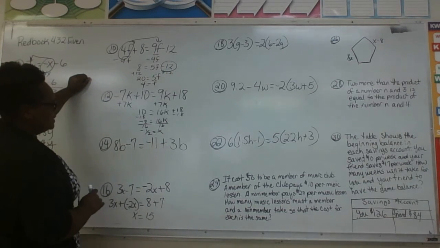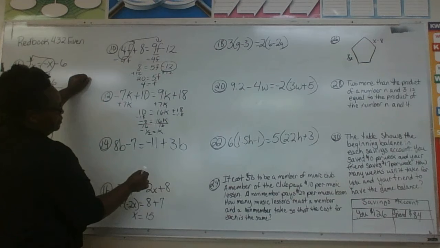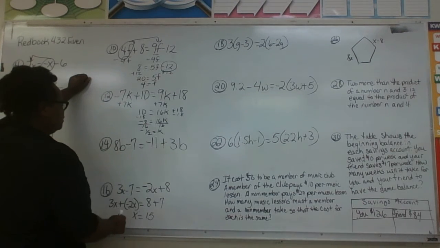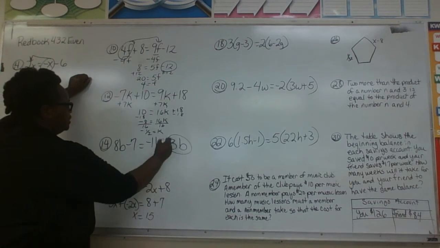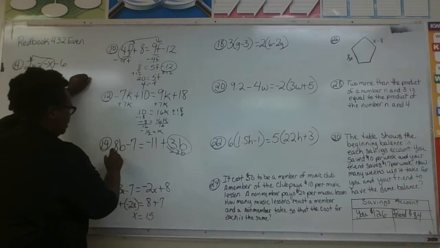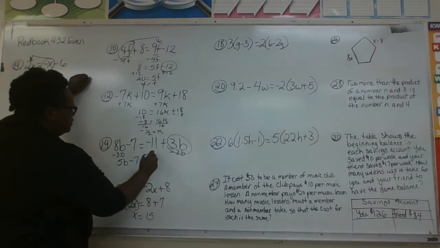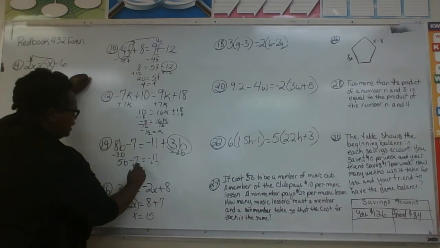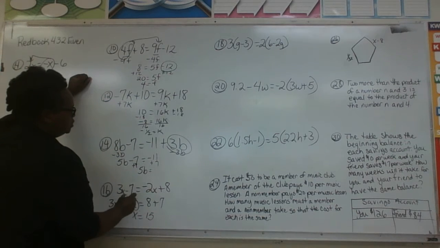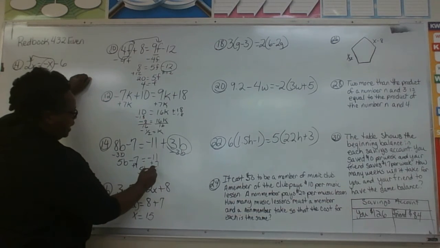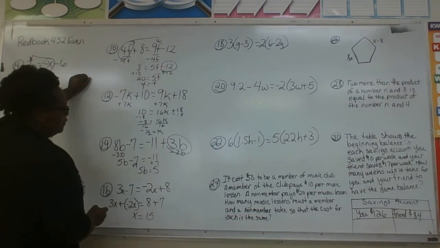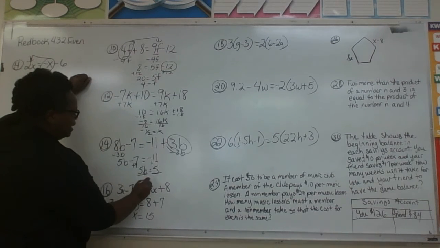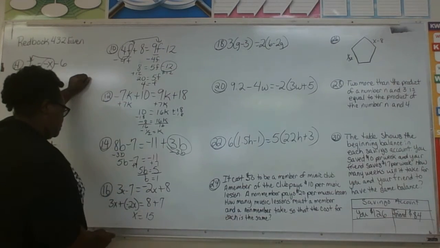Here, 8b minus 7 equals a negative 11 plus 3b. We're going to move the 3b, minus 3b, and we're going to have a 5b minus 7 equals negative 11. We're going to move the 7, and 5b will be equal to, in this case, negative 4. Okay? And therefore, we're going to divide both sides by 5, and b will be equal to 1.